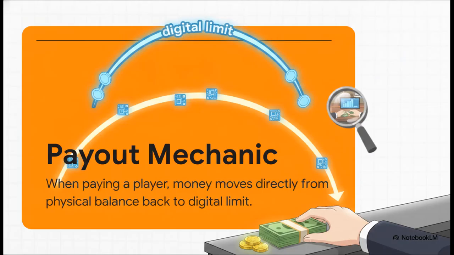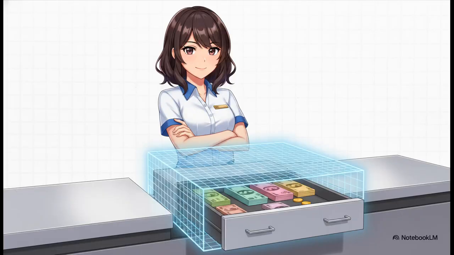And this brings us to the payout mechanic, which perfectly demonstrates how the system balances itself. When paying out a player, money moves directly from your physical balance back over to the digital limit bucket. Those physical cash payouts instantly open up your digital capacity again. This mechanic is honestly a massive built-in safety net for your operations. It guarantees that withdrawals are incredibly safe because they're only possible within your available physical balance. You can literally never pay out more physical cash than you actually hold. The physics of the system just completely prevent it.